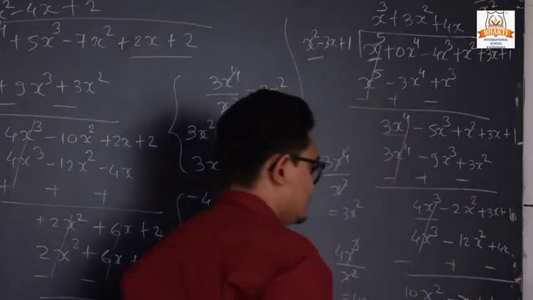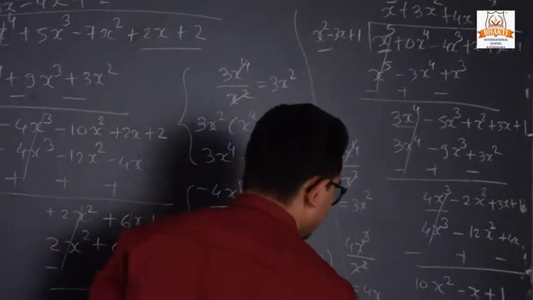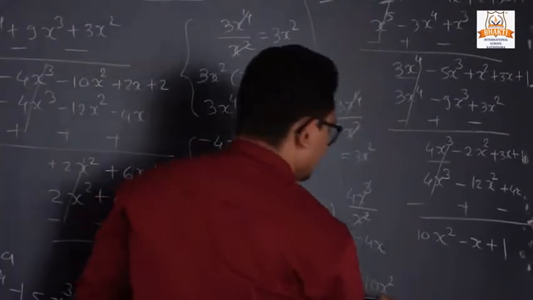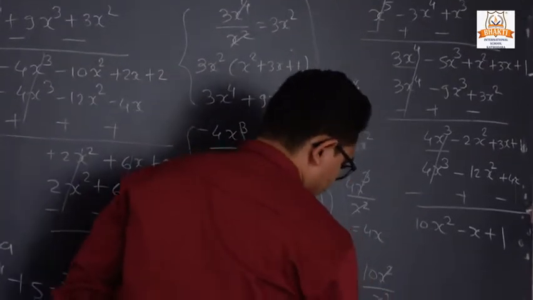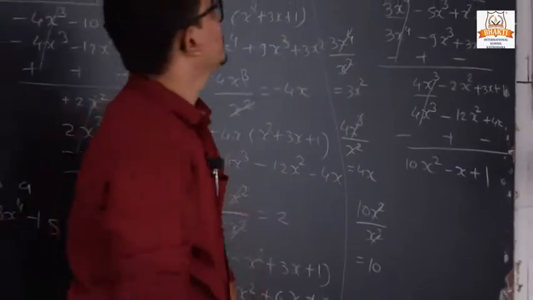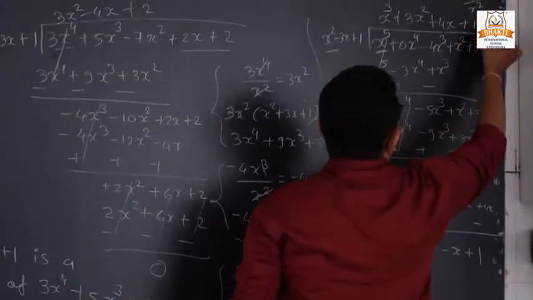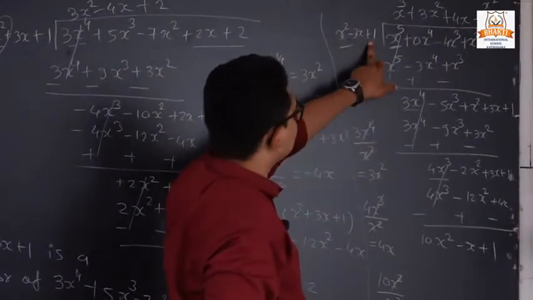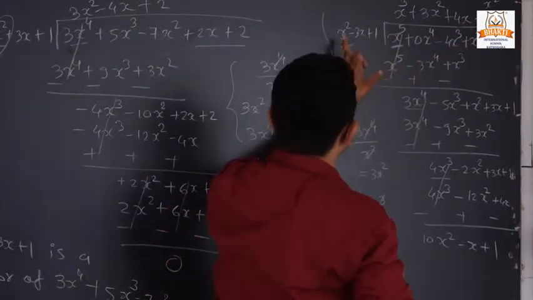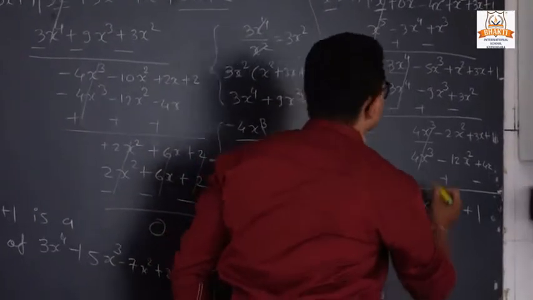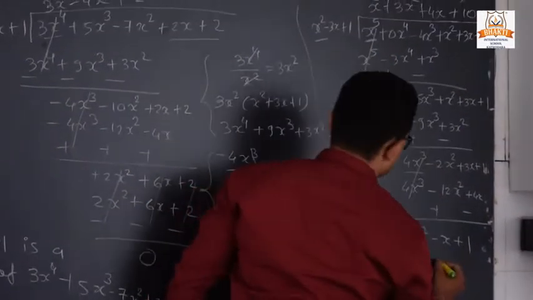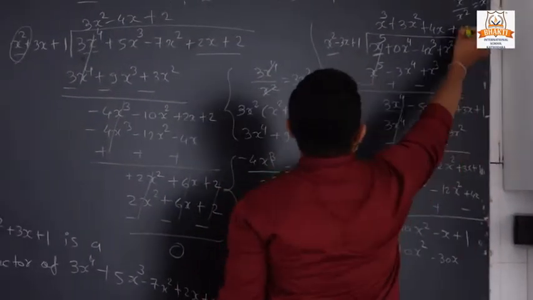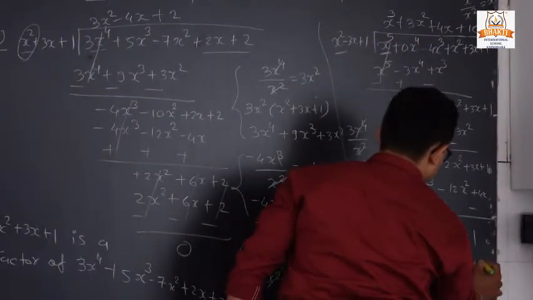Now plus 12 minus 2, so it will be 10x square, then minus x, and 1 will be the same. Once again, 10x square is divided with x square, so it will be 10. So here we can put plus 10. So 10 is multiplied with all three terms: 10 into x square is 10x square, then 10 into 3, so minus 30x, then 10 into 1 is plus 10.